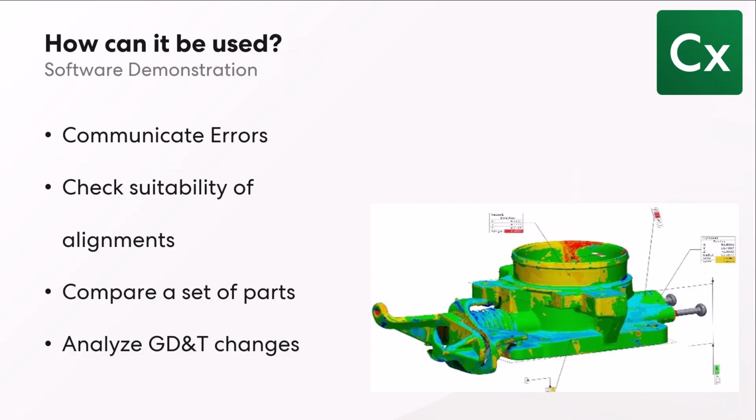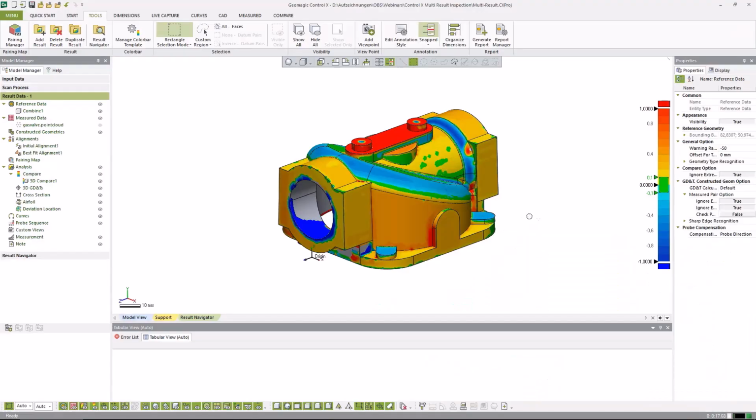The Result Navigator and its reportable views offer a good way to communicate errors in side-by-side comparison, as well as easily check the suitability of different alignments for a specific inspection purpose. It allows side-by-side comparison of a set of parts, as well as the analysis of GD&T changes. So let's have a closer look at how to inspect a part in different scenarios side-by-side in today's live demonstration.